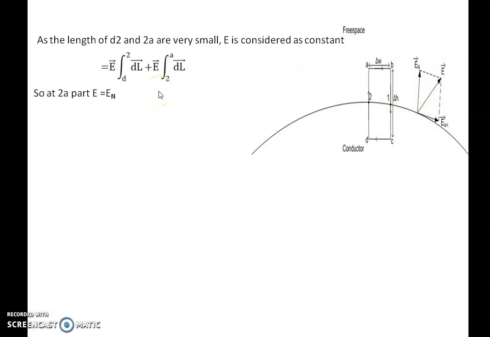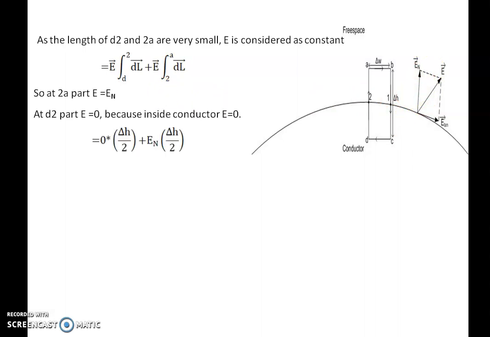So I can write this equation as 0 into the length of this part, D to 2, which is delta H by 2, plus En into delta H by 2 for 2 to A, which is also delta H by 2. The field intensity on D to 2 is 0 and the field intensity on 2 to A is En, because it is parallel to En. So the integration becomes En into delta H by 2. I will take this as equation 4.